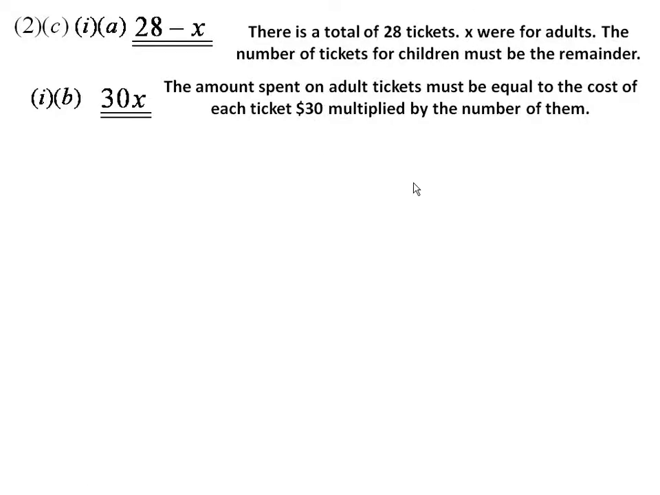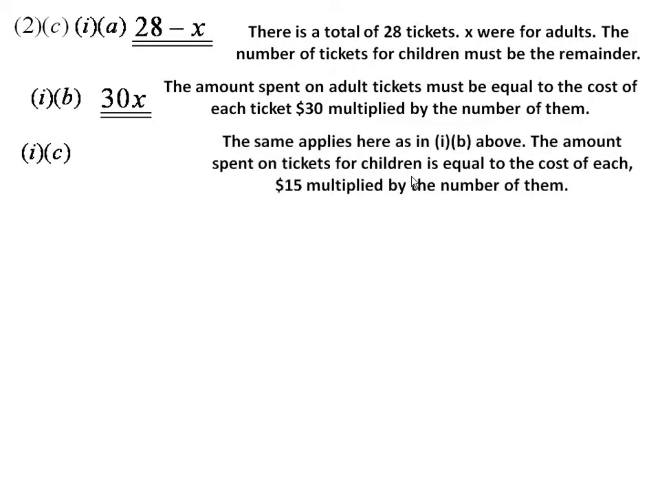And what about for the children? The same applies here as in Roman 1b above. The amount spent on tickets for children is equal to the cost of each one, which is $15, and we multiply that by the number of them, which is 28 minus x. So we take the cost of each one, which is $15, and that we multiply by the number of them, which is 28 minus x. So 15 multiplied by 28 minus x.